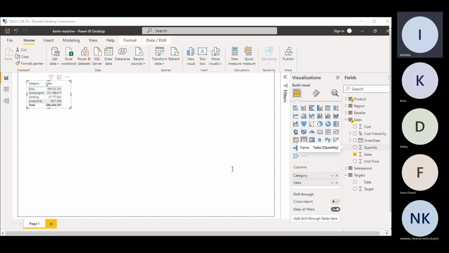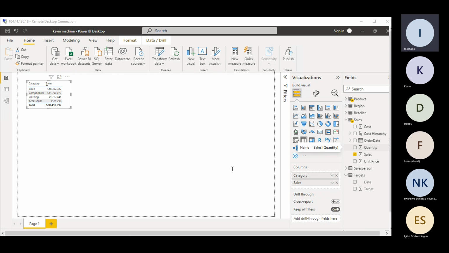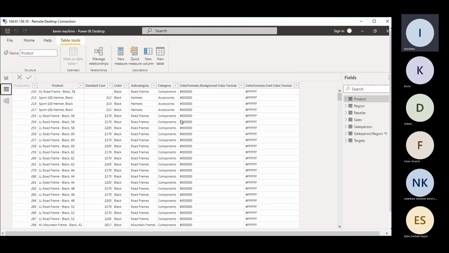So now the next thing for us as data analysts is what we call measures. In fact, this is the most important aspect of the training. We are going to be creating some quick measures. So what is a measure? Your measures are like calculated columns. What do I mean by calculated columns? If you go to your data, you have different columns, depending on the data you are using.